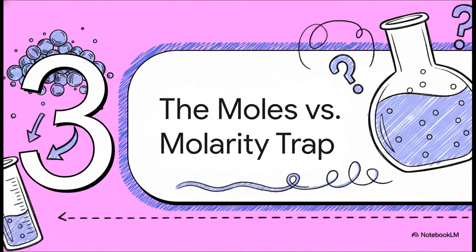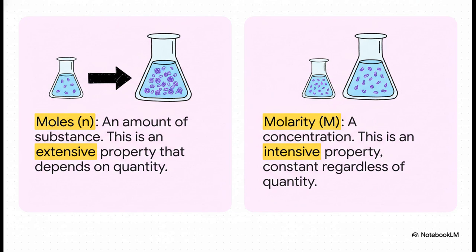And here we are. This is the single biggest trap when it comes to molarity. It's mixing up the amount of something with its concentration. I mean, they sound kind of similar, don't they? And the research is super clear. This is exactly where most people get tripped up. Let's really break this down. Moles, or n, that's just an amount. It's what we call an extensive property, which is a fancy way of saying it depends on how much stuff you have, right? If you have more solution, you have more moles.